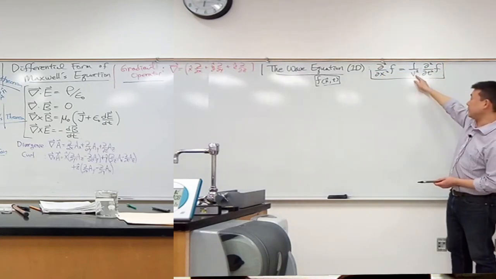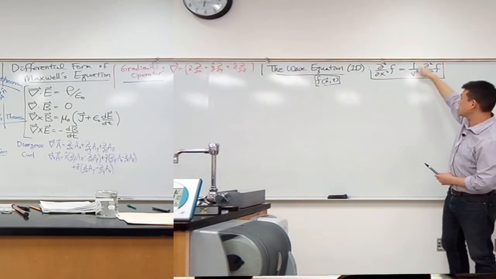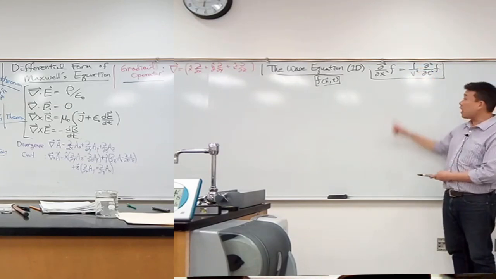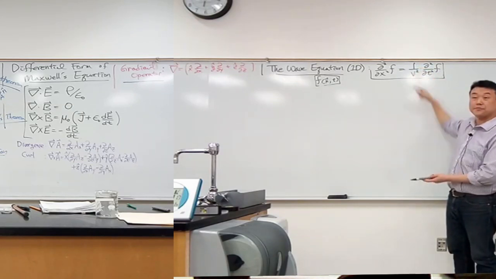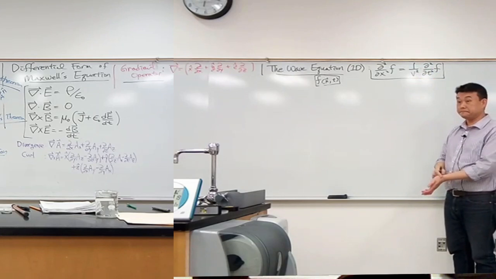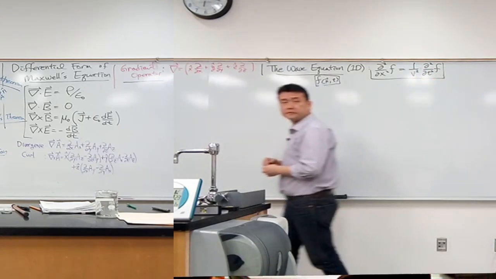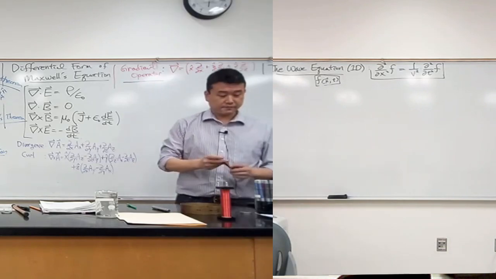And this constant is written as 1 over v squared for a good reason. The constant that appears here does happen to be the actual wave speed. Did all of this begin to look familiar? I know we covered it.